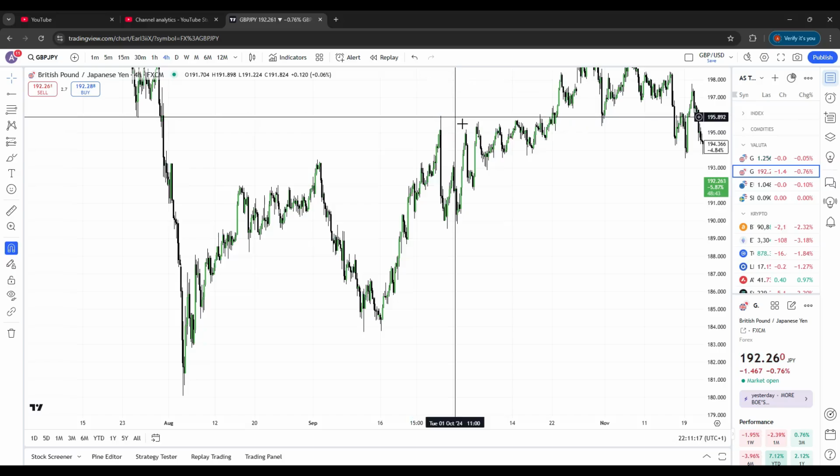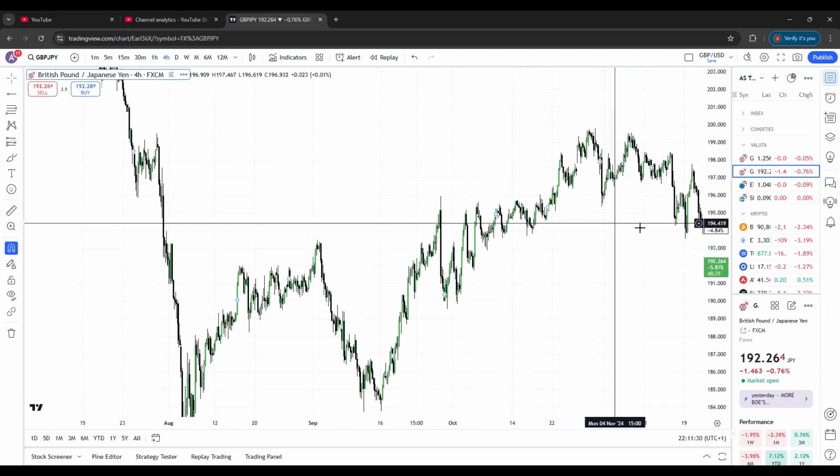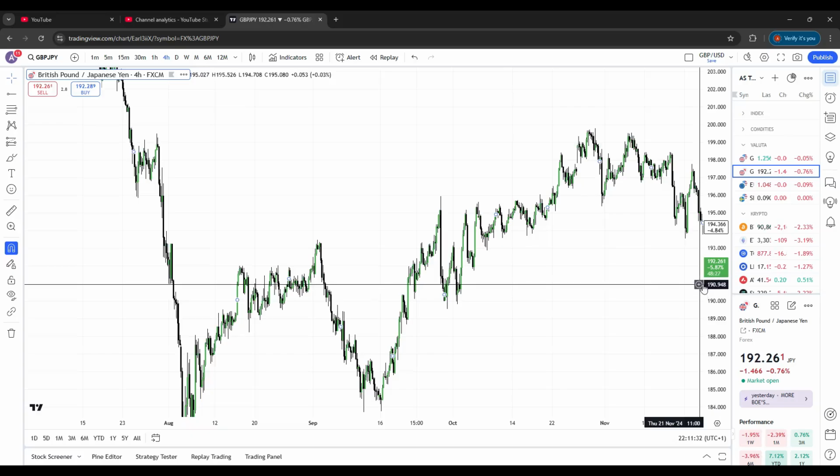So that's a short explanation of the most valuable, in my opinion, confluence you could wish to have in the market. It's a beautiful confluence. I use it every day.